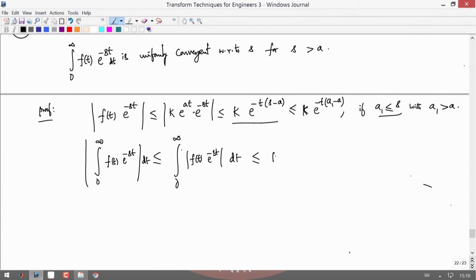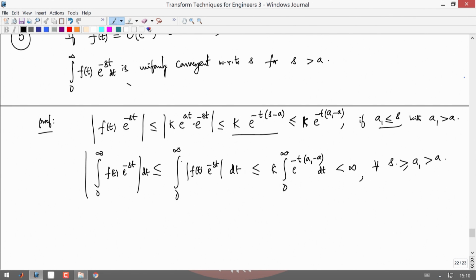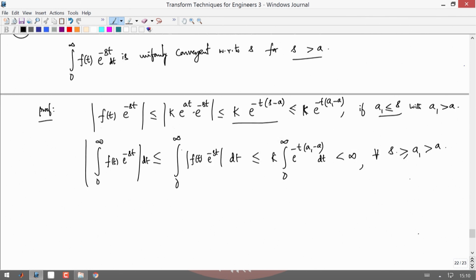This is less than or equal to k times the integral from 0 to infinity of e^(-t(a1 - a)) dt, which is actually finite. This is true because it holds for every s bigger than or equal to a1, which is bigger than a. That is the meaning of uniform convergence: independent of s, beyond some s bigger than a, you have uniform convergence.